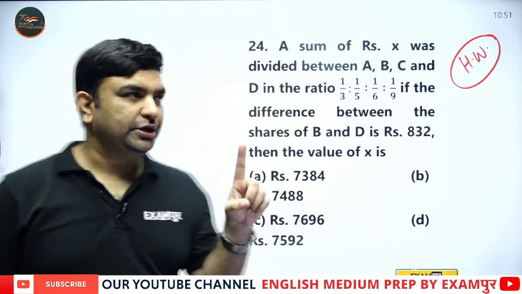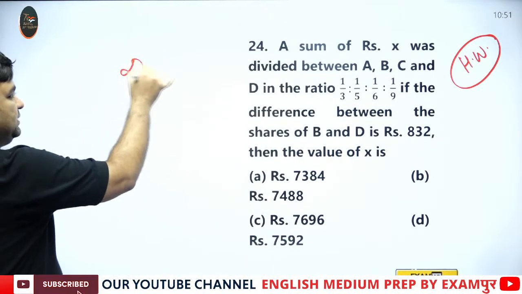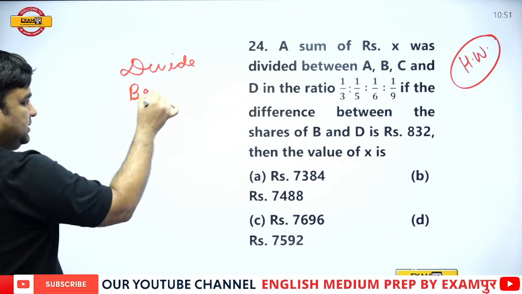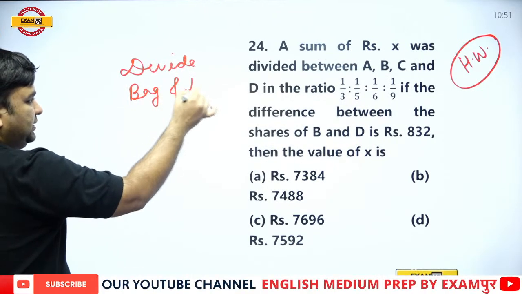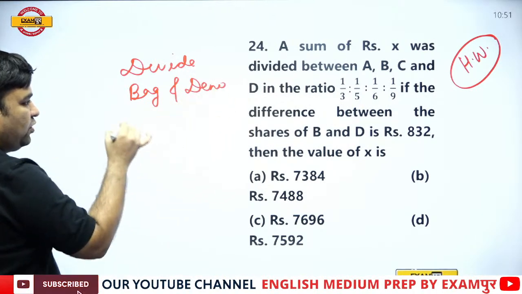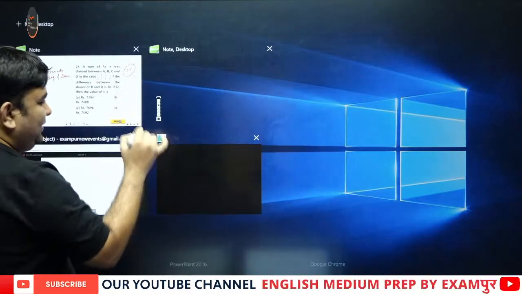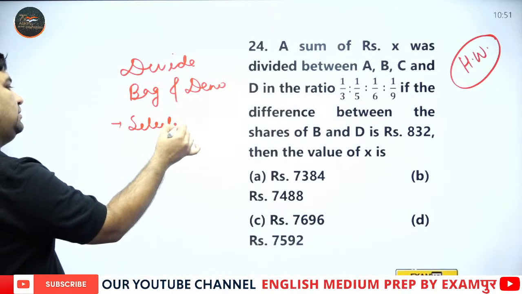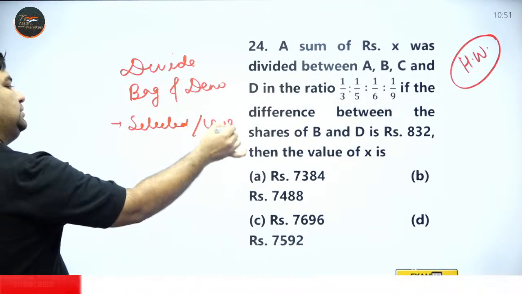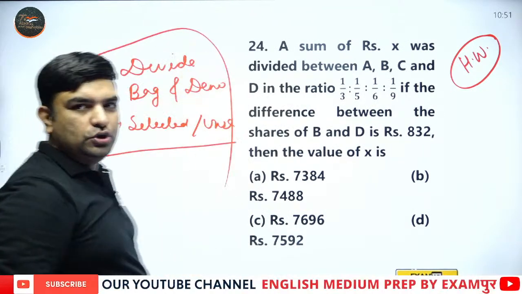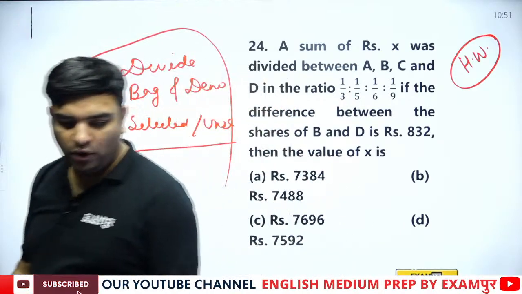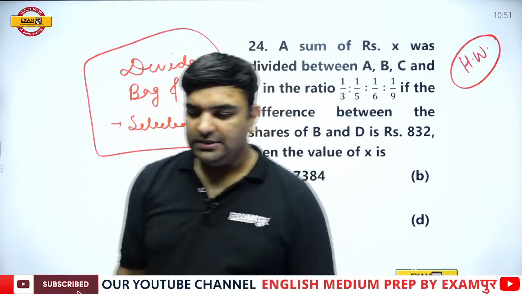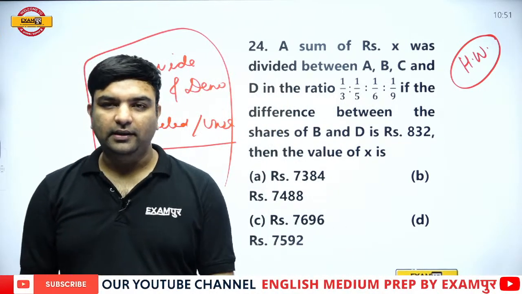One from divide and share, what we have completed, one from bag and denomination, and one from selected, unselected. If any unique question remains from here, I will definitely take it up in the upcoming arithmetic classes.